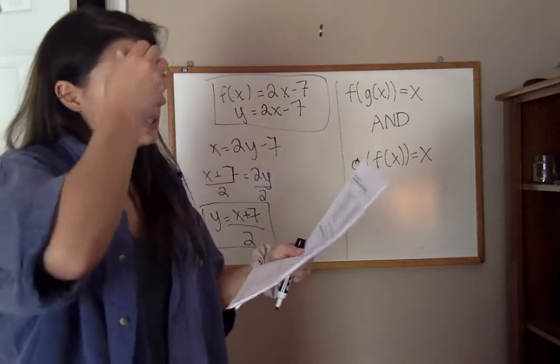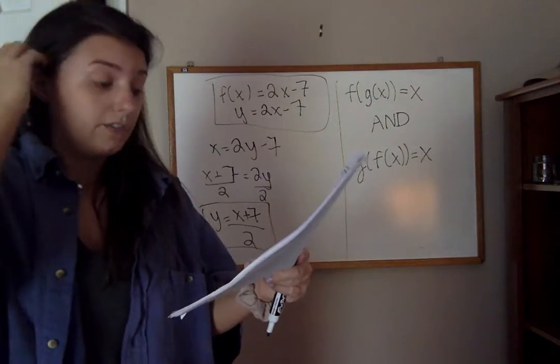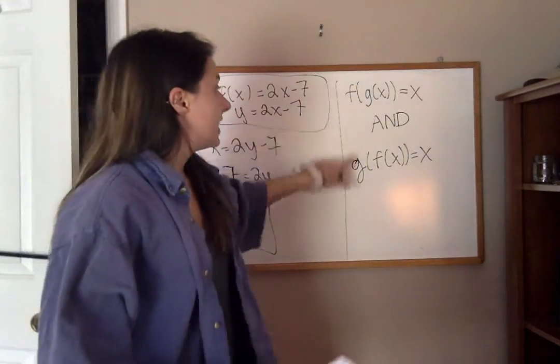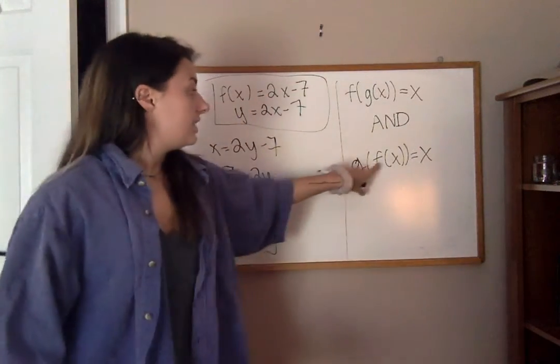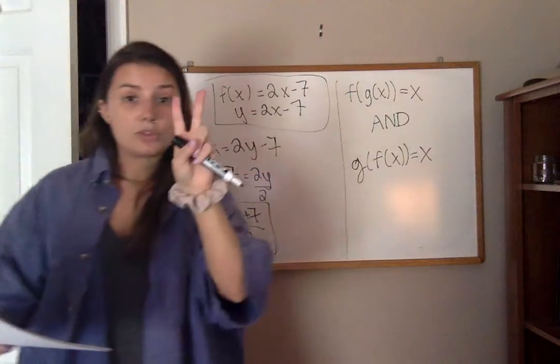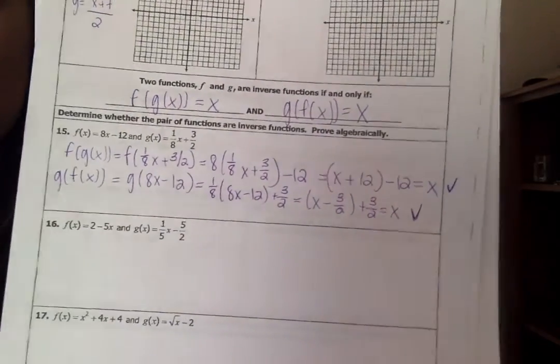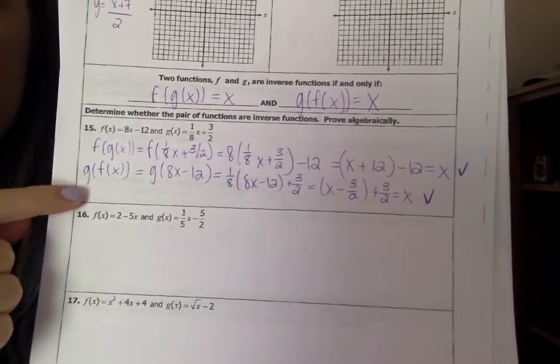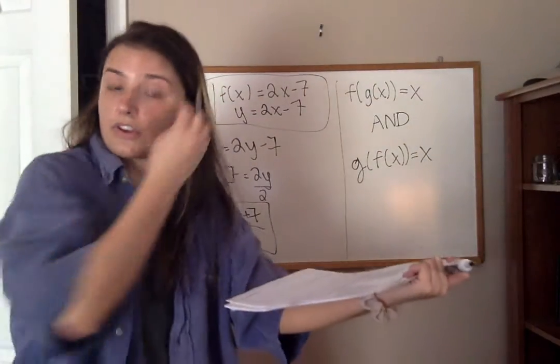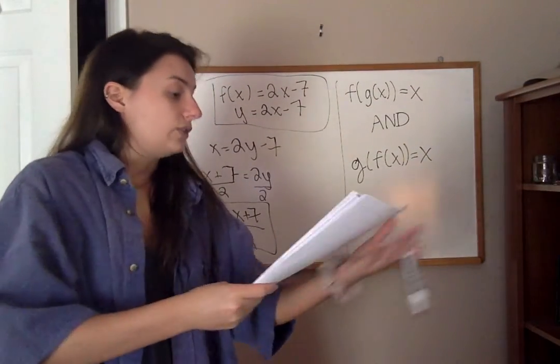So for 15 through 16, I want you to determine whether they're inverse functions of each other. So you're going to test both of these things. Do f of g of x and see if you get x. Then g of f of x and see if you get x. Both of those have to be true. I actually did number 15. And you can see, if you want to pause this or take a screenshot of it, both of these equaled x. So they are inverses of each other. And that's all it wants you to do for 15 through 17.